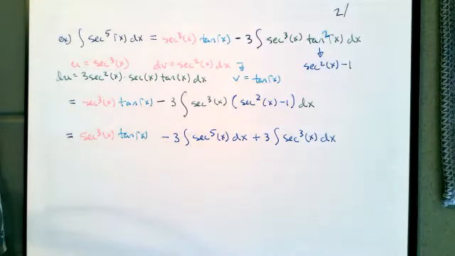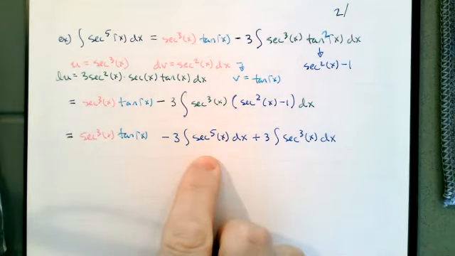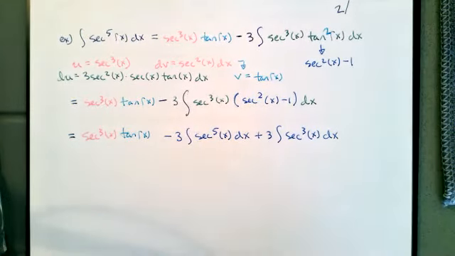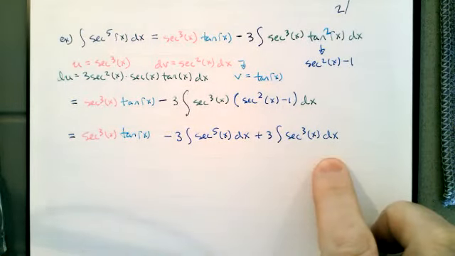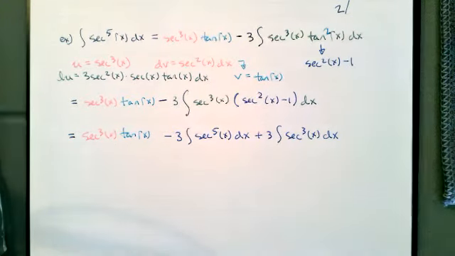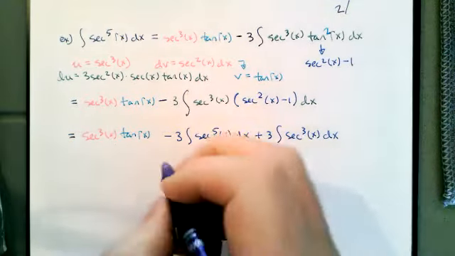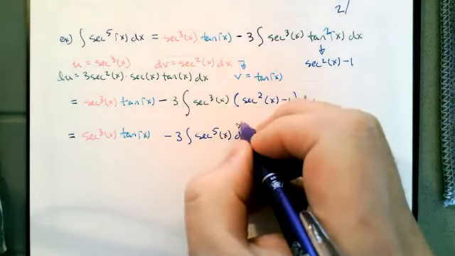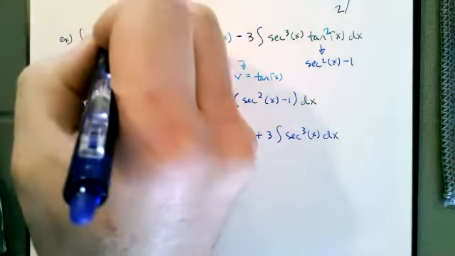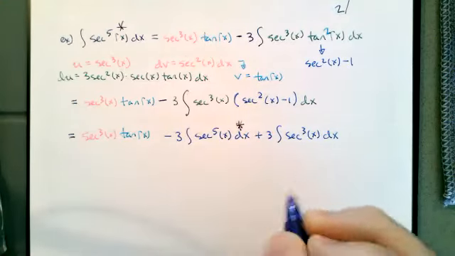And so this is the same thing that happened in the previous problem. The integral that we're looking for has shown up on the side that we're working on. The other integral is one that we already know because we've been doing these in order. So the integral that we're looking for is secant to the fifth.